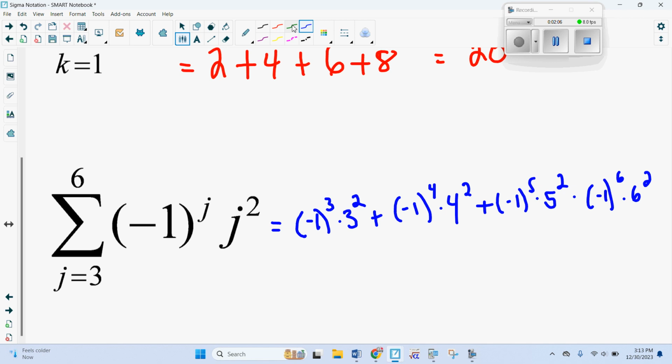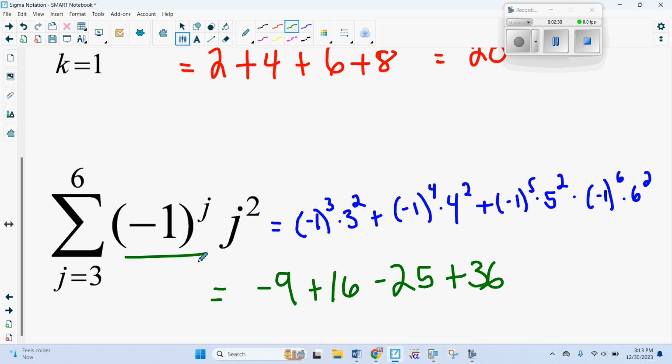Now, this notion of negative 1 to odd and even powers, this is how you do a summation where it changes sign from positive to negative. Because negative 1 to an odd number gives me a negative 9. Negative 1 to an even power is plus 16, and then minus 25, and plus 36. So this negative 1 is the mathematical way of having our terms bounce back and forth.